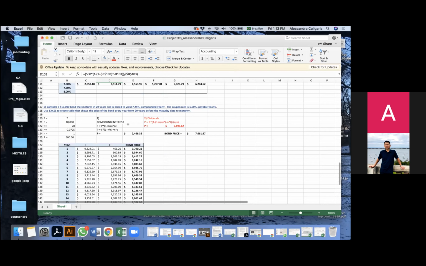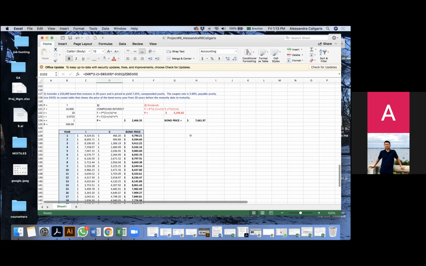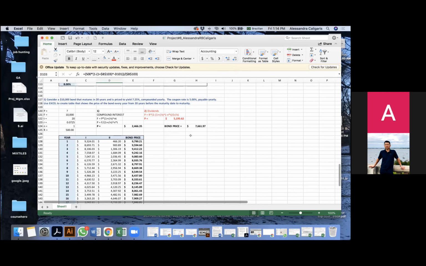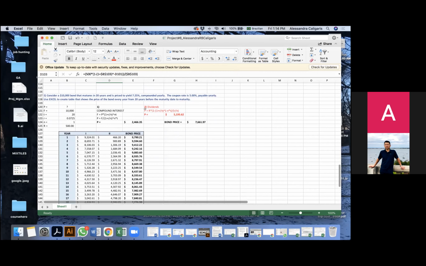So I didn't get this one. Exactly, it's very similar. The only thing is that the condition changes slightly in terms of the year. So here I used the wrong formula, right? Well, actually it's the right formula. This is the present value of the annuity, that's what we talked about in class.